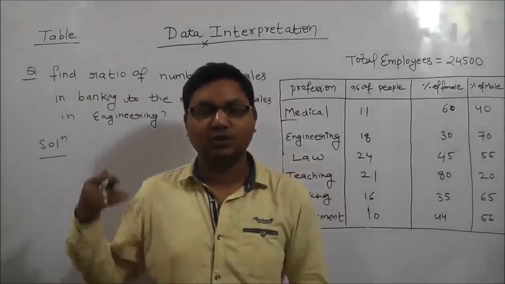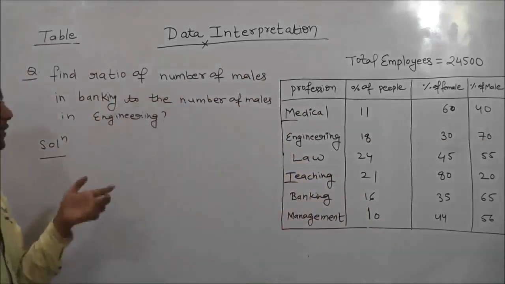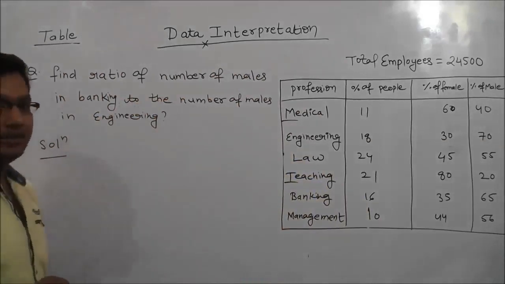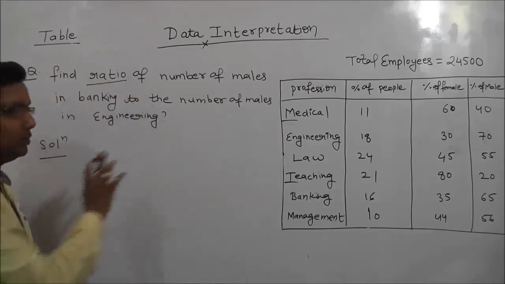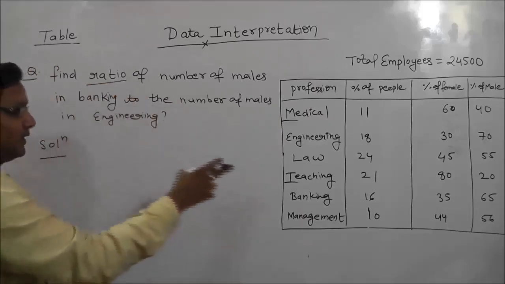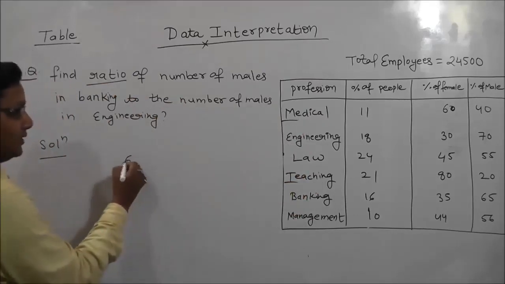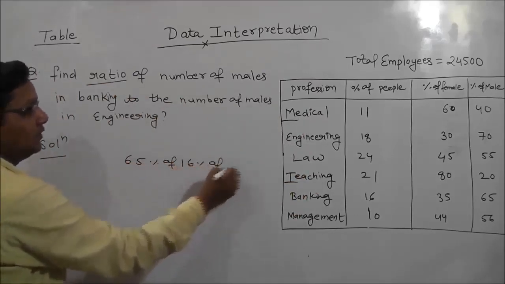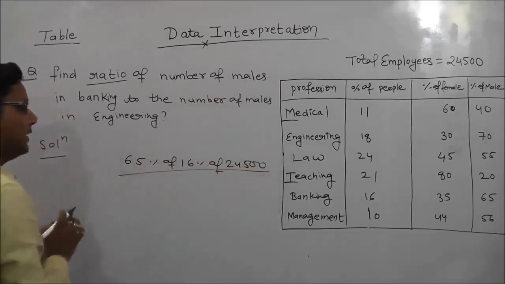So let's see our fourth question, that is, find the ratio of the number of males in banking to the number of males in engineering. So we have to find the ratio. This is a question of ratio. So what is the number of males in banking? The number of males in banking is 65% of 16% of 24,500.